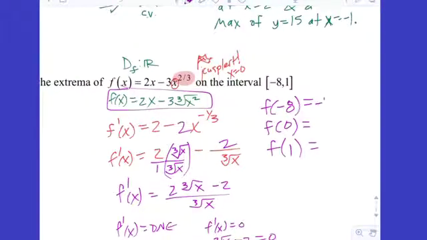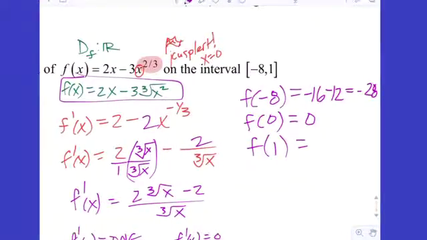We get -16. And it's probably easier to take the cube root first. The cube root of -8 is -2. -2 squared is +4. 4 times -3 is -12. So -16 minus 12 is -28. I had room to write it in there. Plug in a 0, what do you get? You get a 0, and then you plug in a 1, and you get 2 minus 3, which is negative 1.